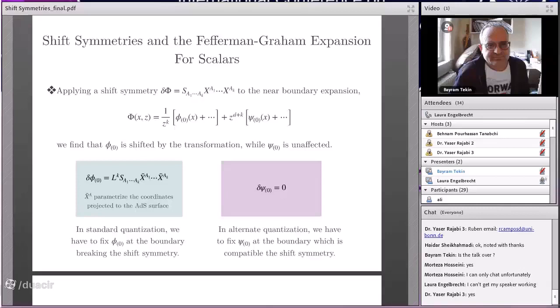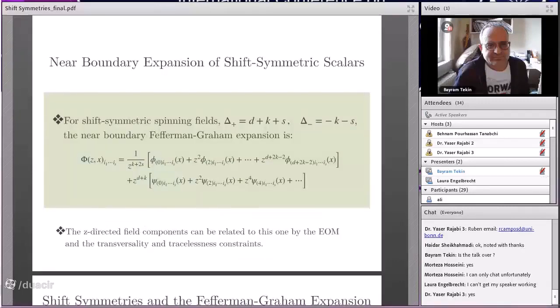So what this tells us is, in standard quantization, we have to fix phi 0 at the boundary. And since it's the one that gets affected by the shift symmetry, this means that these boundary conditions break the shift symmetry. However, in alternate quantization, we have to fix psi 0 at the boundary. And because psi 0 is unaffected by the shift symmetry, that means that these boundary conditions are compatible with the shift symmetry.